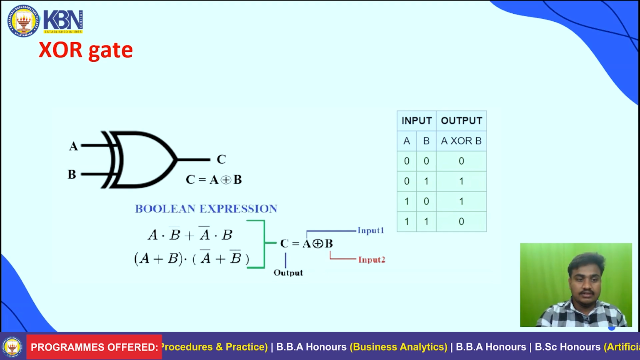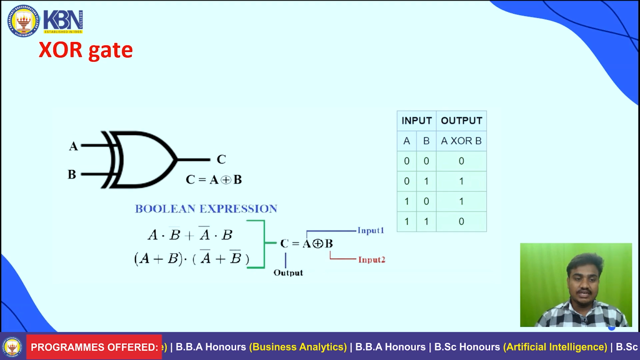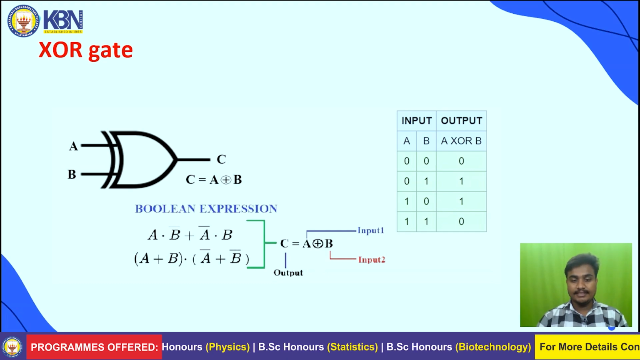Coming to the next gate, the exclusive OR gate. For subtraction circuits, we use this gate called the exclusive OR gate. It is represented by a plus symbol that is rounded off, or we can just keep a dot surrounded by a circle. Then coming to the Boolean expression, it is represented as A dot B whole bar plus A bar dot B.